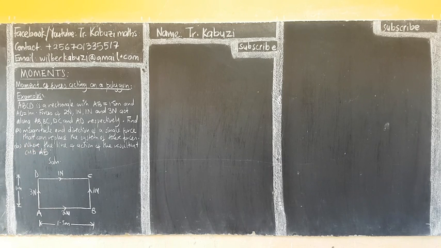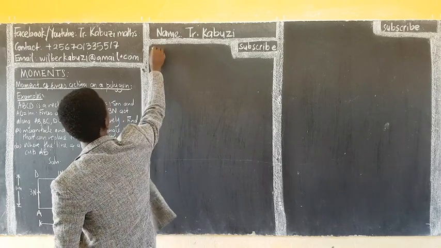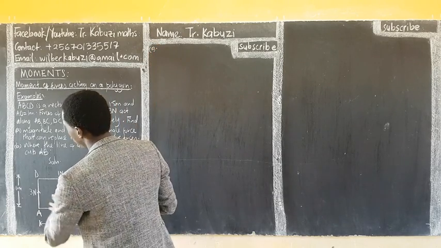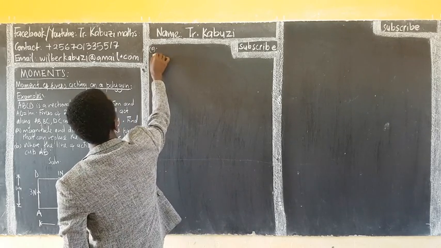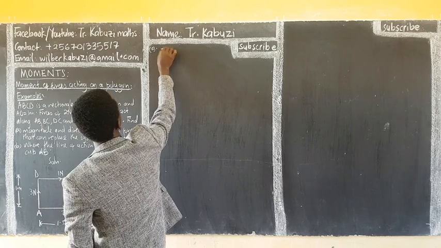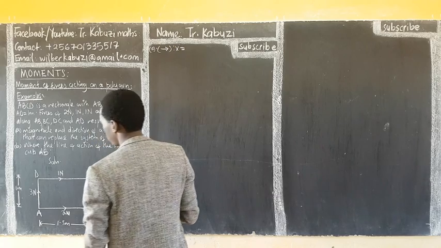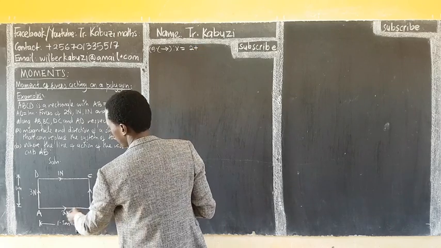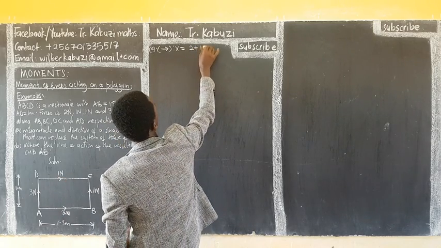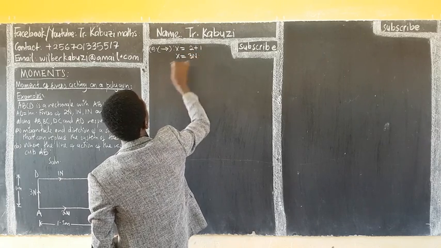Find the magnitude and direction of a single force that can replace the system of forces. What is that single force? At A, you need to get the resultant of the horizontal components and then the vertical forces. If I consider the forces in this direction, I will get the horizontal component, which is going to be 2 plus 1. So our x is going to be 3 newtons.